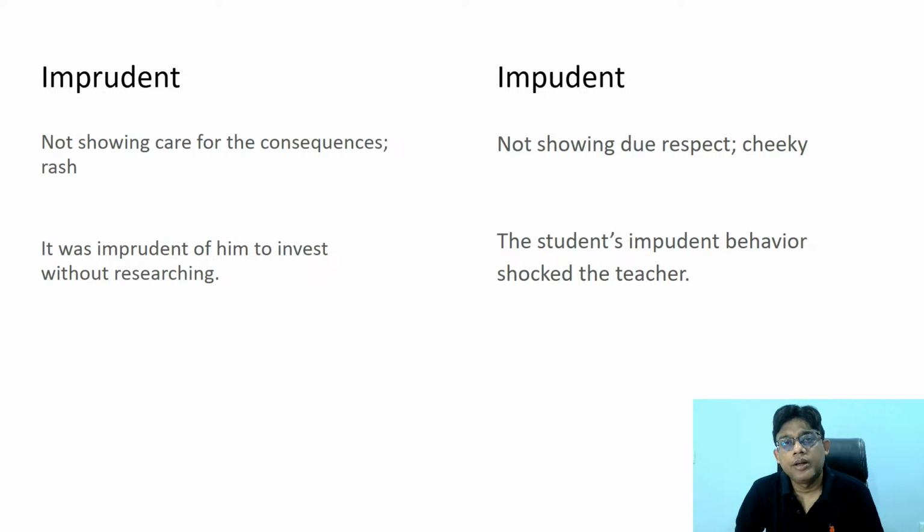Impudent. It means not showing due respect. Cheeky. Not showing due respect. The student's impudent behavior shocked the teacher. The student's impudent, meaning bad, behavior shocked the teacher. All right. So not showing due respect to somebody, that is called being impudent.